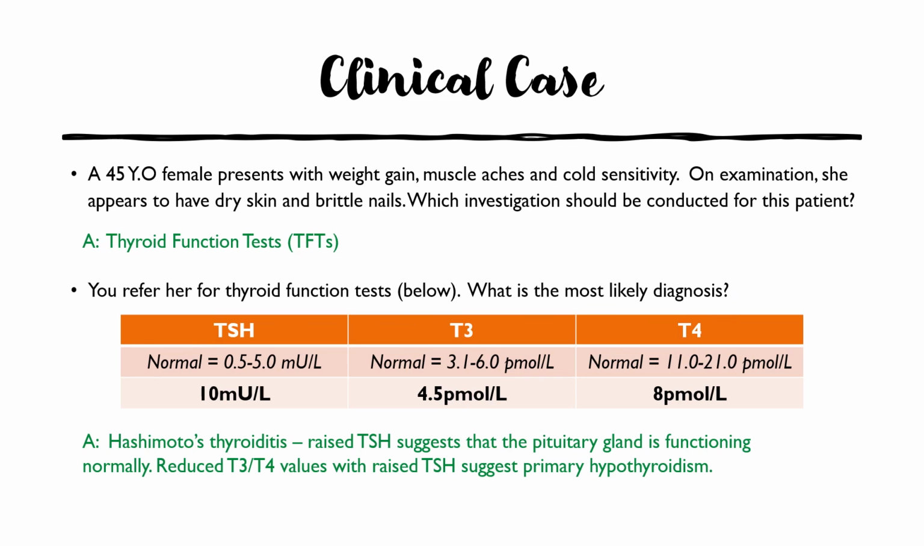And that's because we have a raised TSH of 10, which suggests that the pituitary gland is functioning normally. In other words, it's trying to stimulate the thyroid gland to secrete more T3 and T4. So just as a recap, if you have reduced T3 and T4 with a raised TSH, it suggests a primary problem with the thyroid, and the most likely diagnosis would be Hashimoto's thyroiditis.